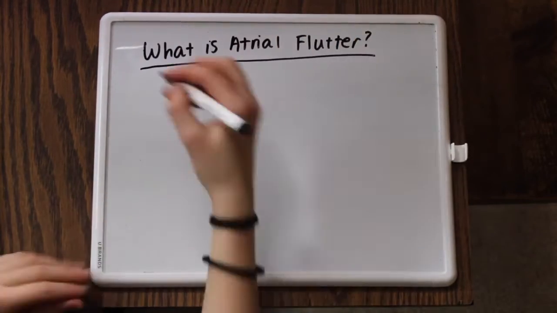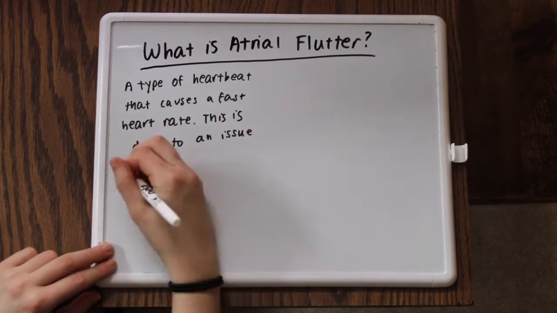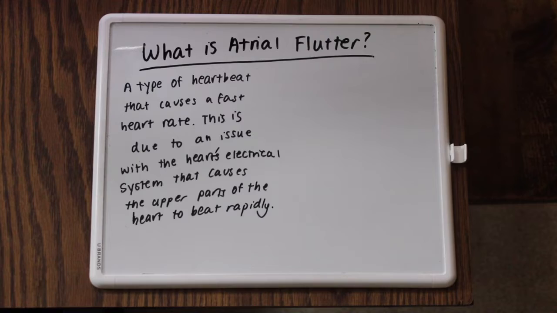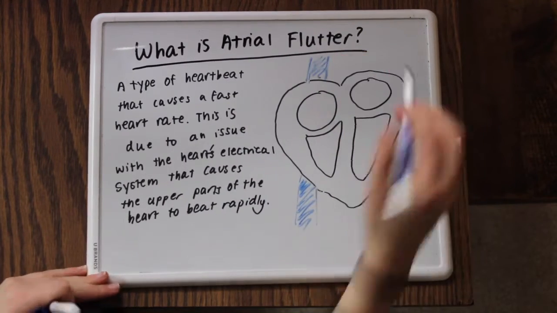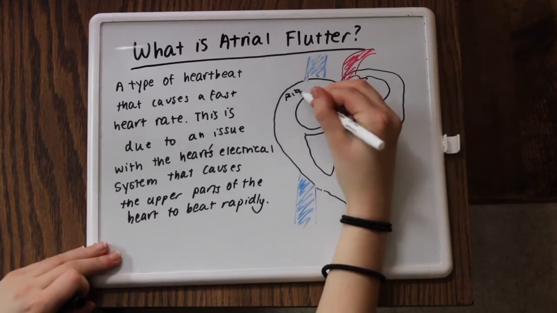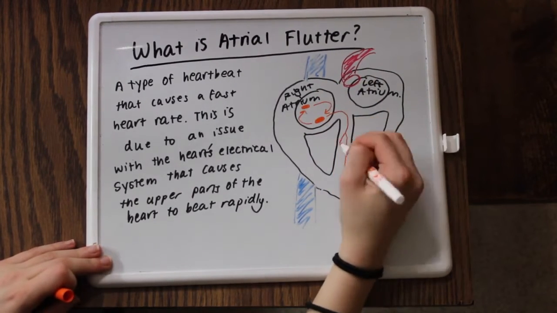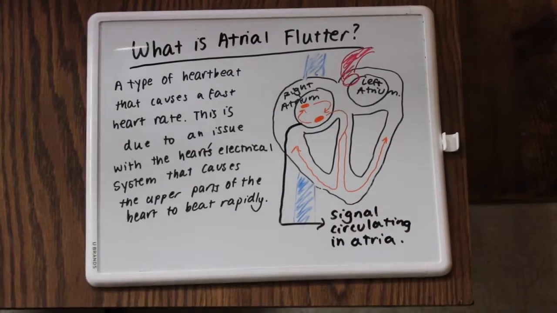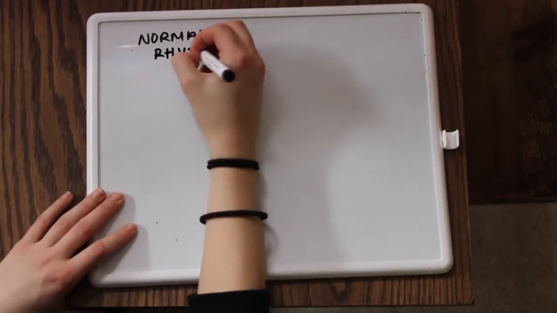What is atrial flutter? Atrial flutter is a type of heartbeat that causes a fast heart rate. This is due to an issue with the heart's electrical system that causes the upper parts of the heart to beat rapidly. In this drawing, I'm going to show you how the upper chamber can beat rapidly. The electric signal goes from the right atrium down to the ventricles, but in the case of atrial flutter, there's a signal that circulates in the right atrium, causing that upper chamber to beat rapidly, instead of just once.